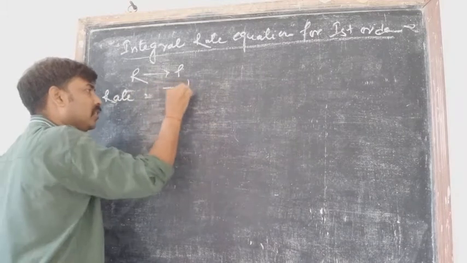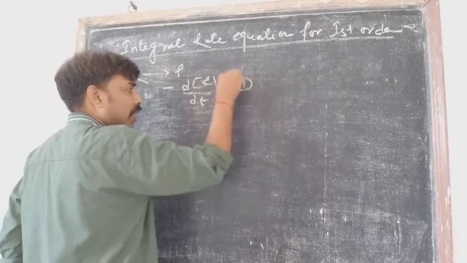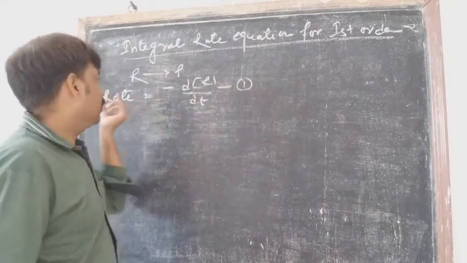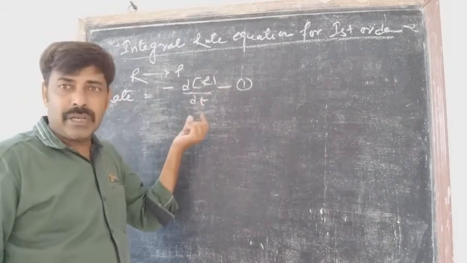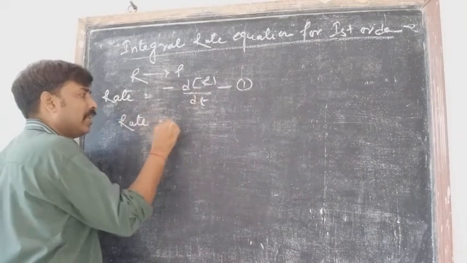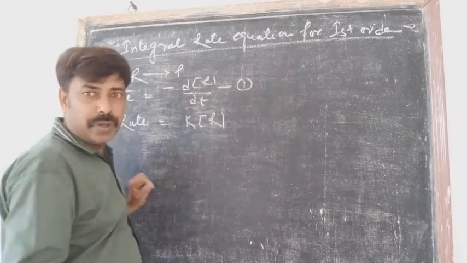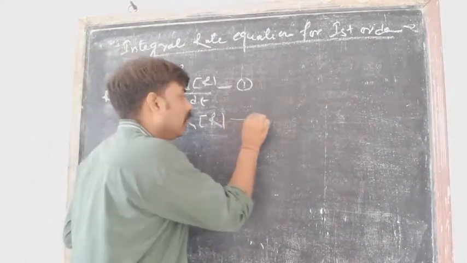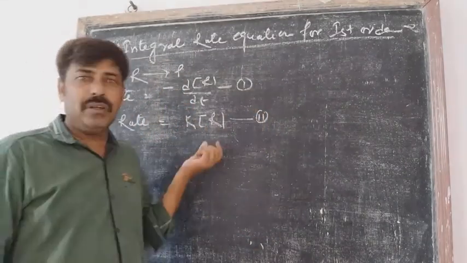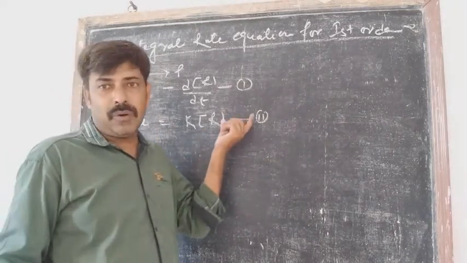Rate equal to minus d concentration of R by dt. This is the average rate of reaction for any reaction. Then for the first order reaction, similarly, according to rate law, rate equal to k concentration of reactant power 1. Here 1 is not written because generally we do not write 1 as a power. So the rate equal to k concentration R power 1.